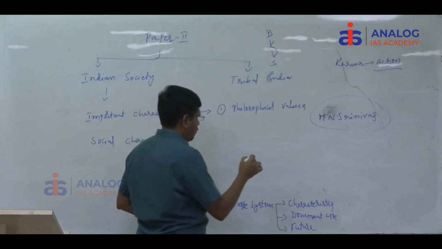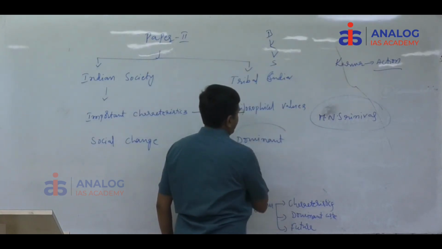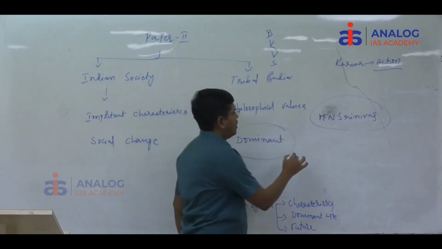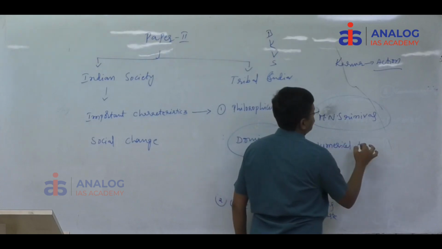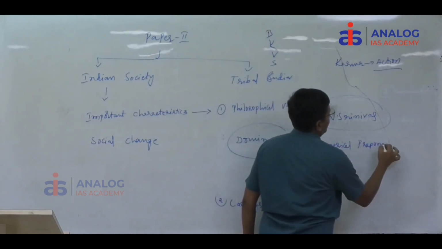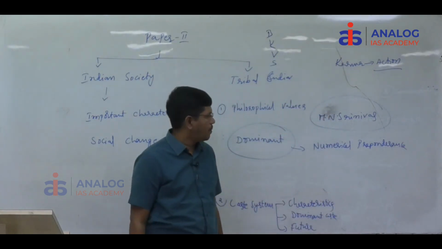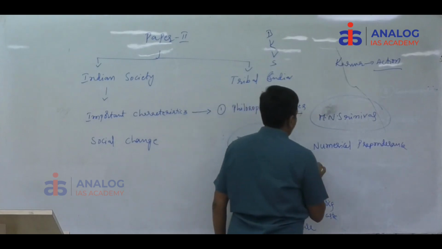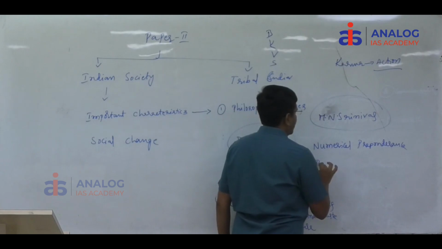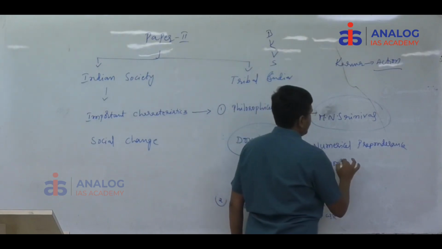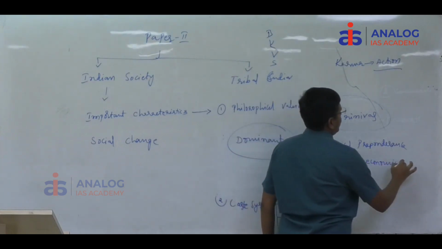He said that for a caste to become a dominant caste, there must be numerical preponderance. Number-wise, they must be more. Numerical preponderance must be there, and at the same time they must have preponderant economic and political power.